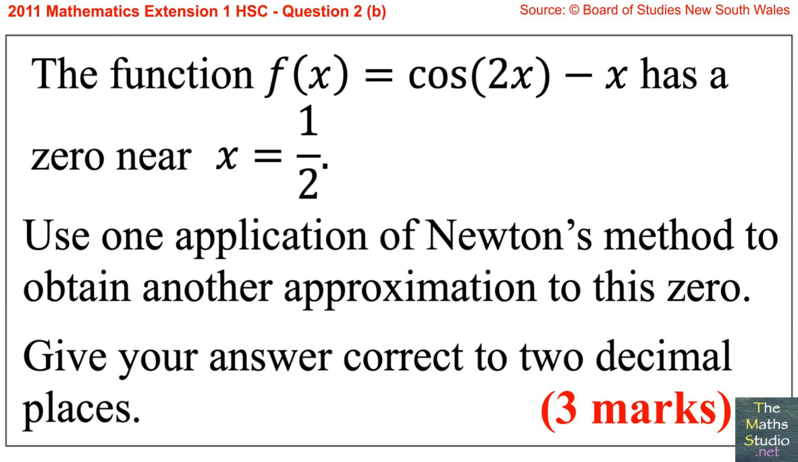Question 2, Part B. The function f of x equals cos 2x minus x has a 0 near x equals 1 over 2. Use one application of Newton's method to obtain another approximation to this 0. Give your answer correct to 2 decimal places.